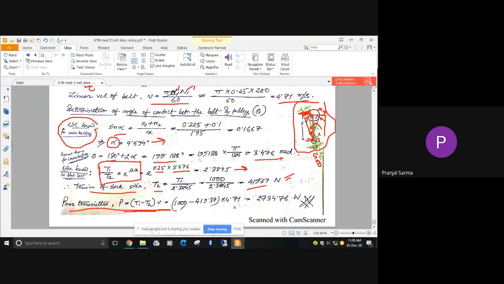T1 value is given as 1000, and T2 we just obtained as 419.37 Newton, into the velocity of the drive.